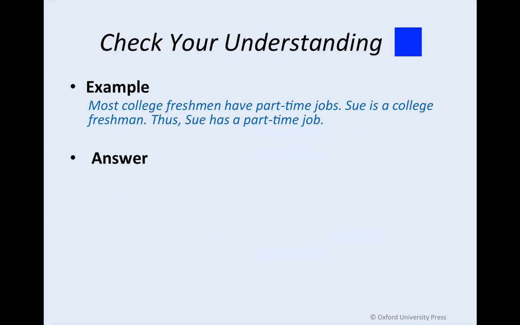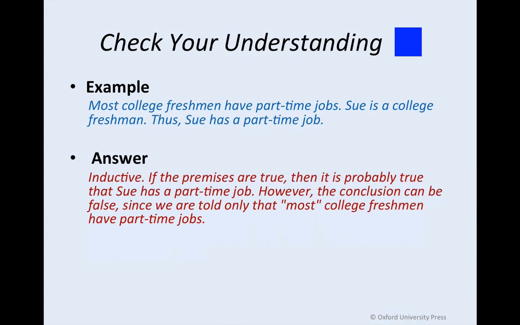Let's take a look at an example to see how your understanding of the distinction between deductive and inductive arguments is going. Most college freshmen have part-time jobs. Sue is a college freshman, thus Sue has a part-time job. The reason why this argument is inductive is because the conclusion is not guaranteed. In other words, just because most college freshmen have part-time jobs and Sue is a college freshman does not guarantee that she is one of those who has a part-time job.